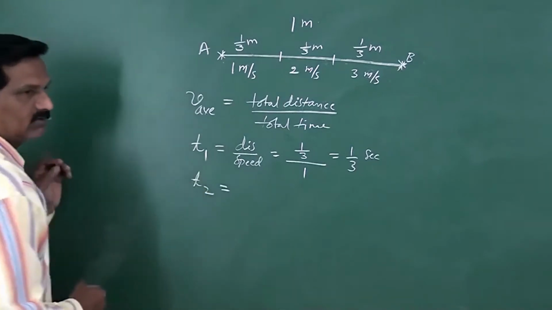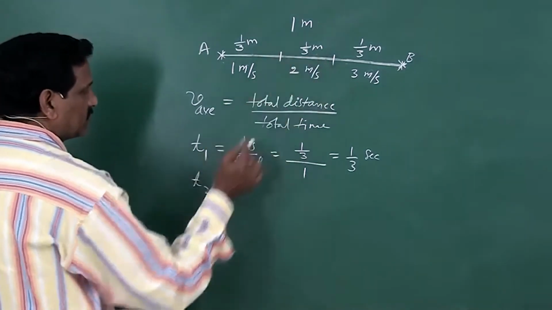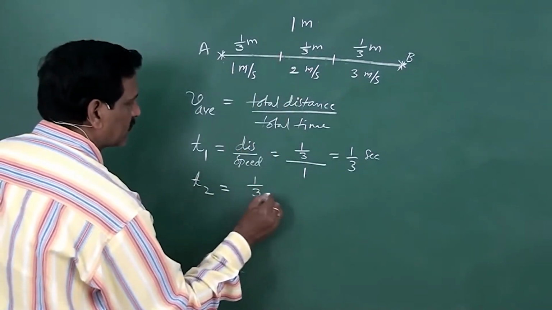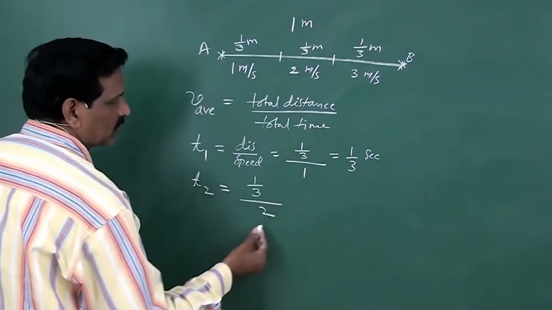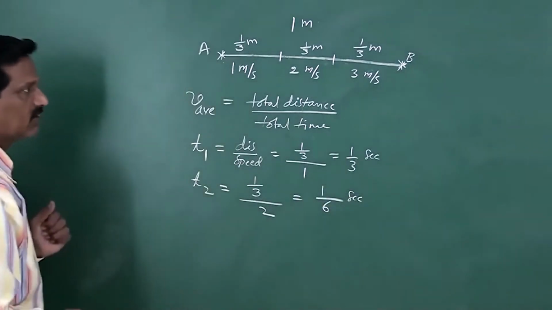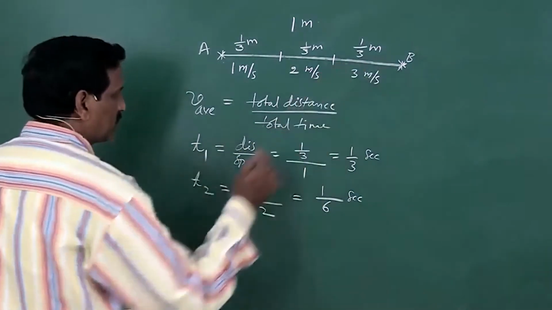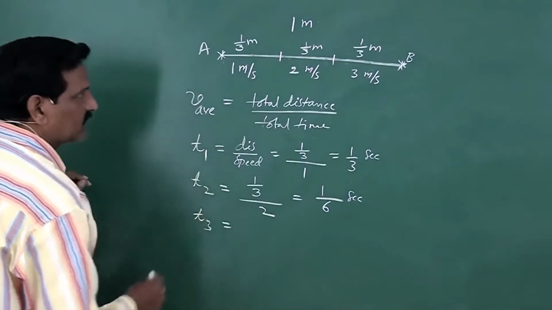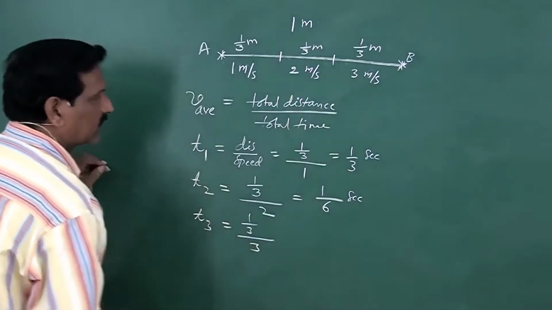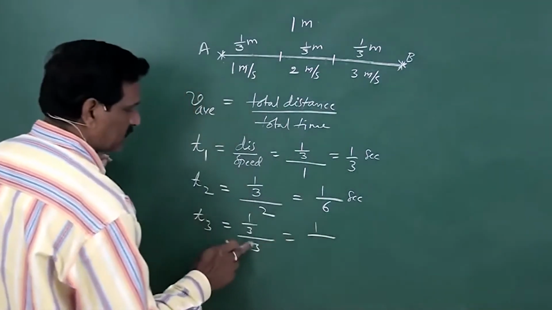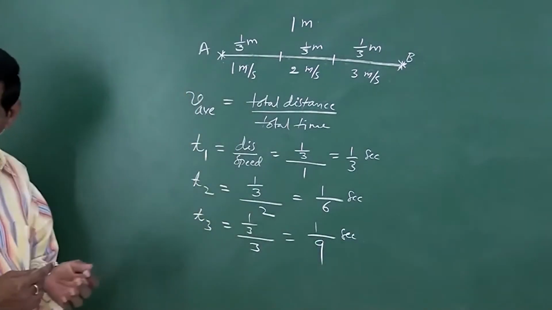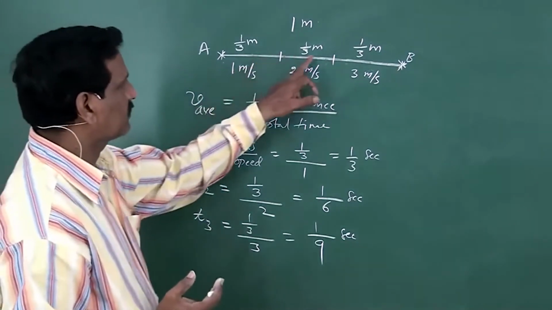So T2 is equal to, in the second part, time taken is equal to distance by speed. Here distance is 1 by 3 again, by here speed is 2. So 1 by 3 into 2, 6. 1 by 6 second. Similarly, for the third case, time taken T3 is equal to distance 1 by 3 meter, by here speed is 3. So hence this is 1 by 3 into 3, 9 second. In this way we have to calculate times taken.